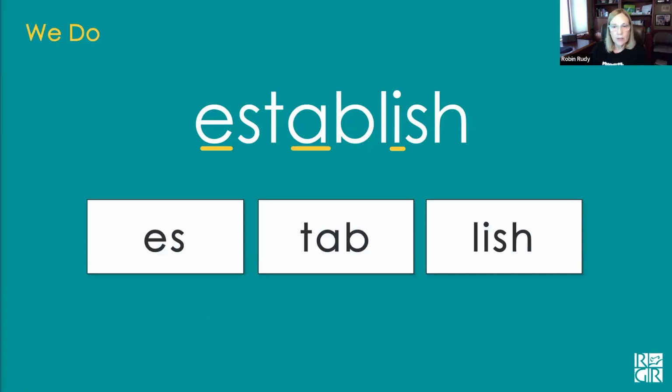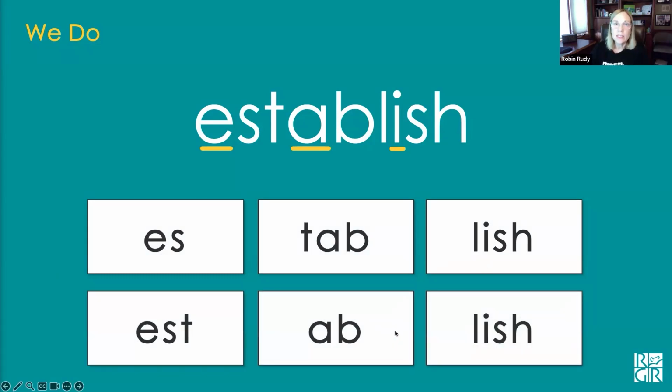Do we have 3 closed syllables here? Yeah, let's touch and say. We've got establish, establish. Some of you might have done this. Do we still have 3 closed syllables? Yeah. Est-ab-lish, establish. If you don't change the syllable type, you're not going to change the pronunciation of that vowel phoneme. That's where this flexibility lies.